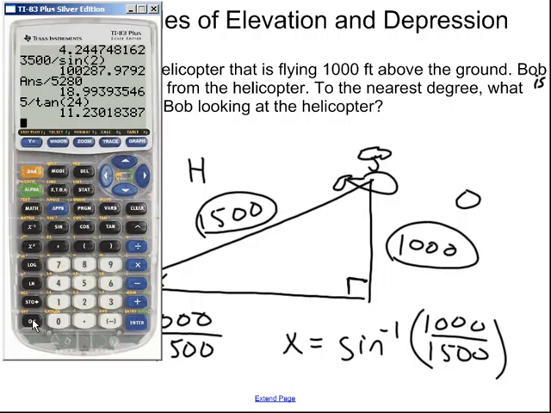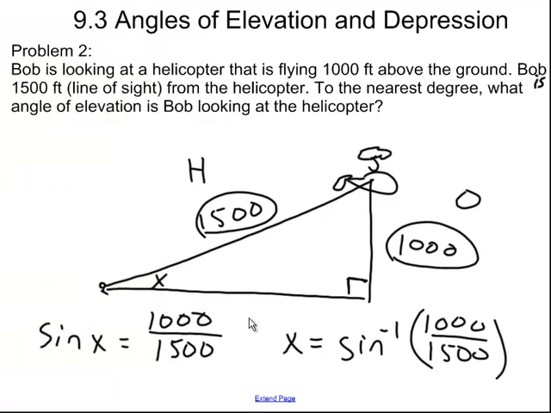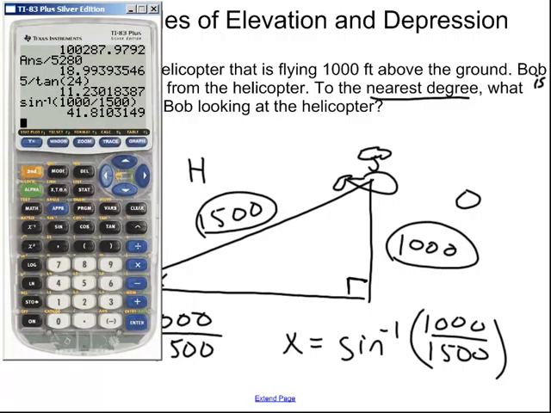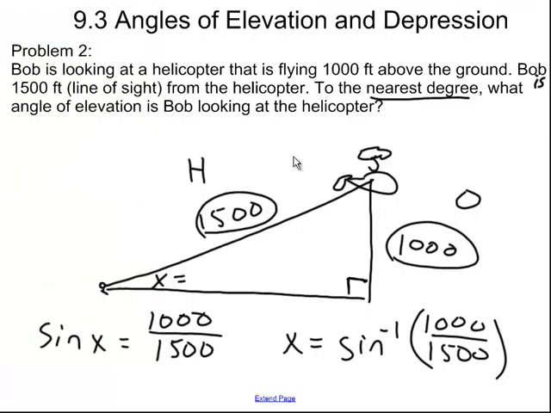This time, instead of doing the sine, I'm doing the sine inverse, so I have to hit second sine. The sine inverse of 1,000 divided by 1,500. It's approximately 41.8 degrees. Let me double check. I'm looking for it to the nearest degree. To the nearest degree, it is 42 degrees. So x is equal to 42 degrees as rounded to the nearest degree. We'll be doing a lot more problems in class. Hopefully this gives you a start on angles of elevation and depression.